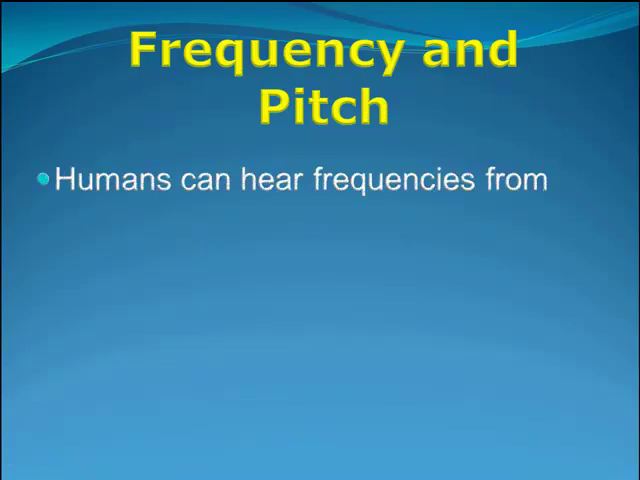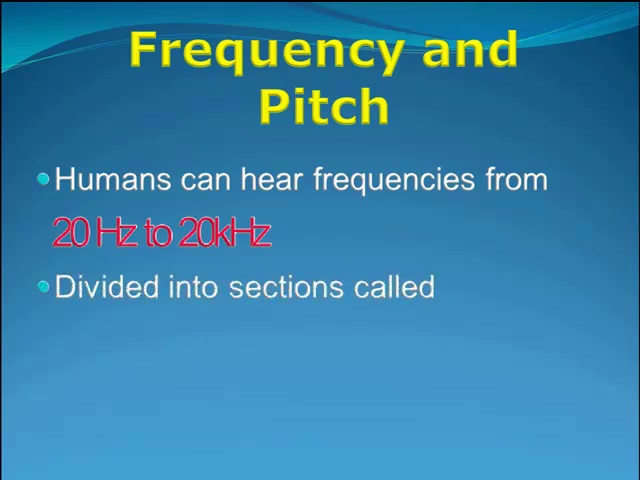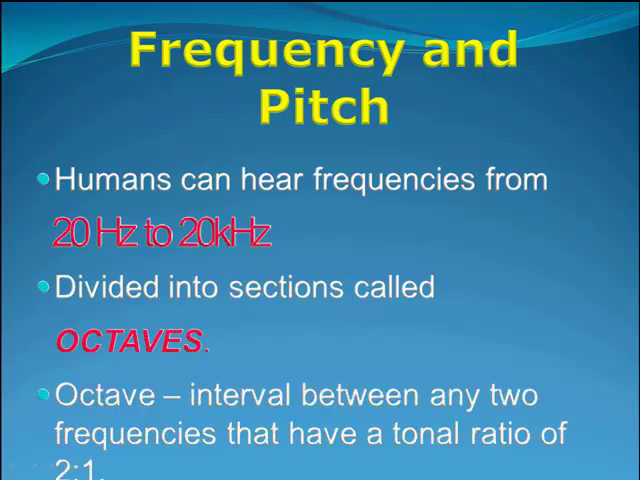Humans can hear frequencies from 20 Hz to 20,000 Hz. We divide this frequency band into sections which we call octaves. An octave is an interval between any 2 frequencies that have a tonal relationship of 2 to 1. Now what does that mean?